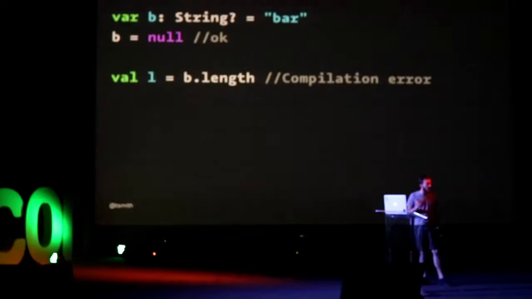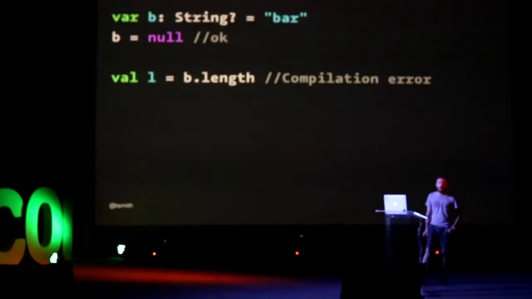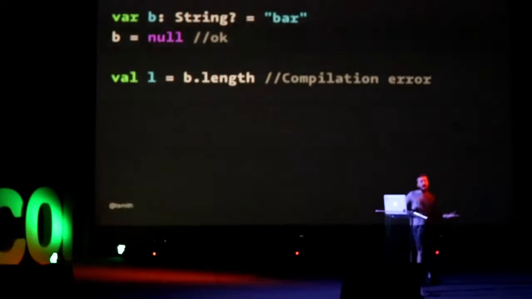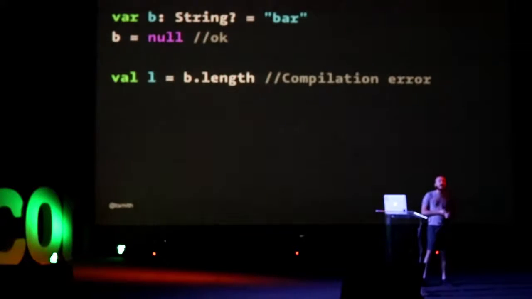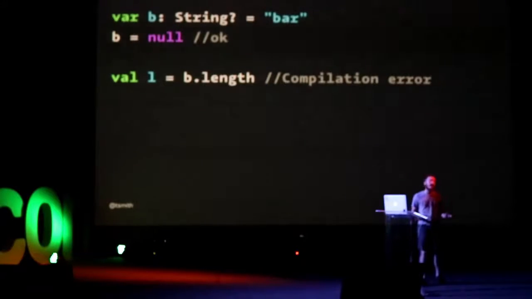You may also notice the two different ways of declaring a variable that I've used, both var and val. Kotlin uses var to indicate something that's a mutable variable, and it uses val to indicate an immutable value.